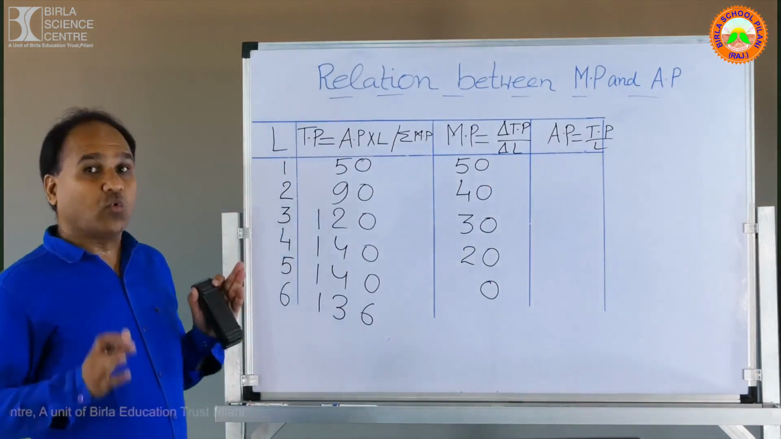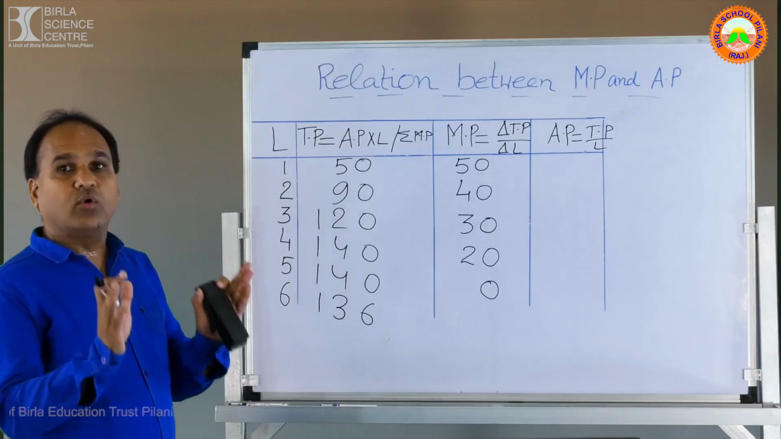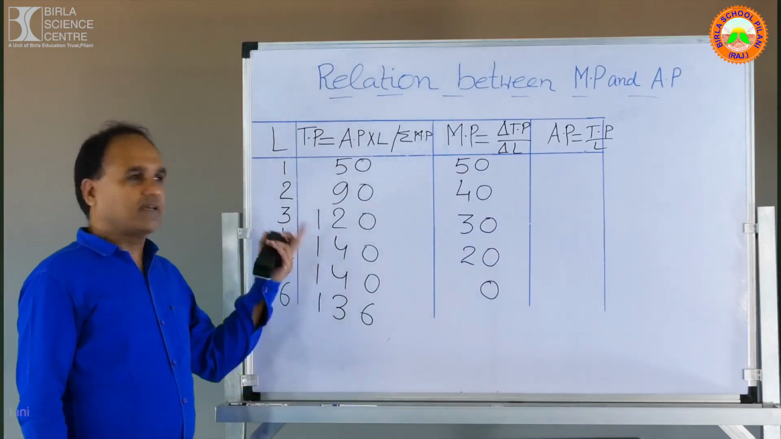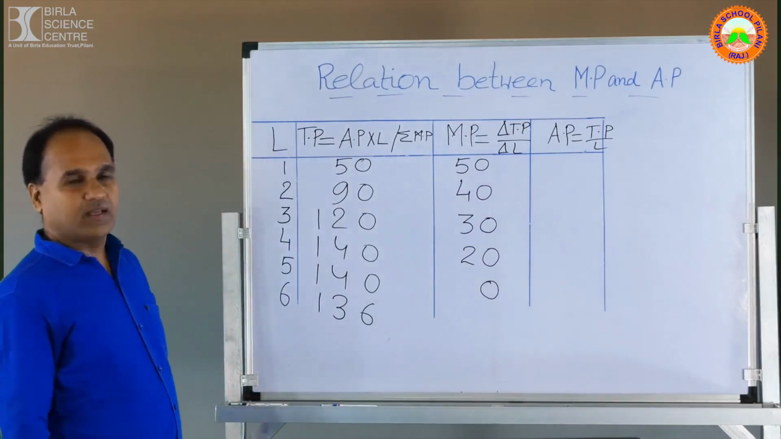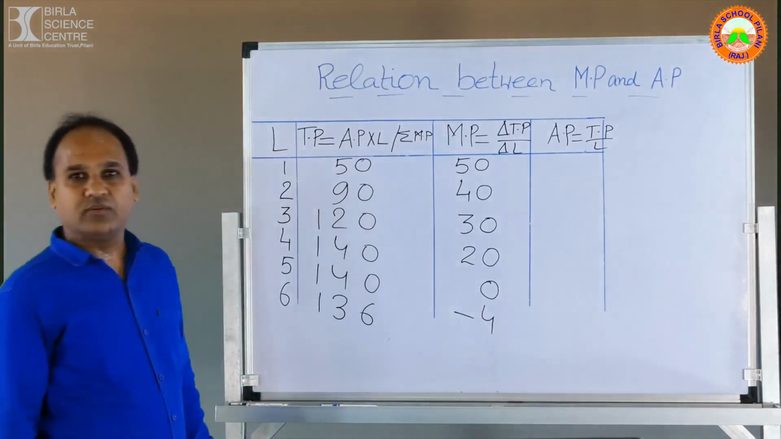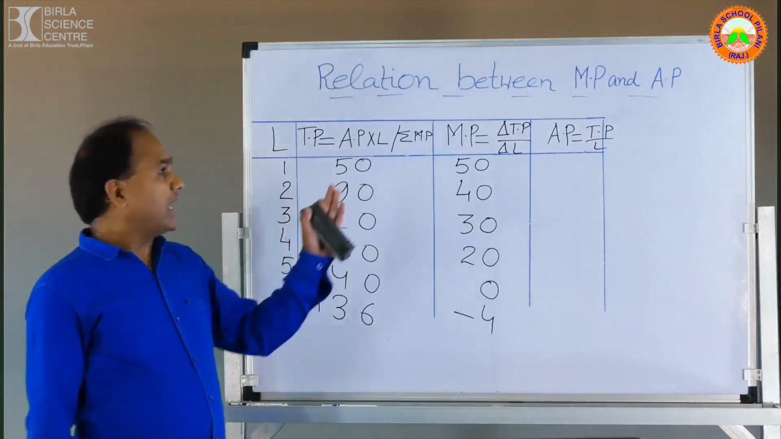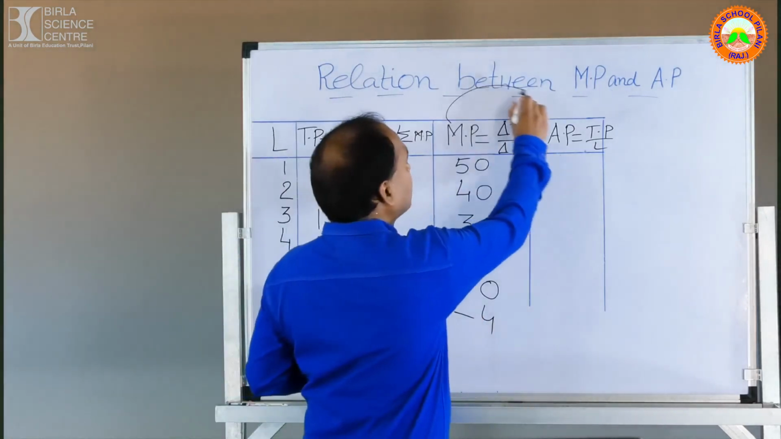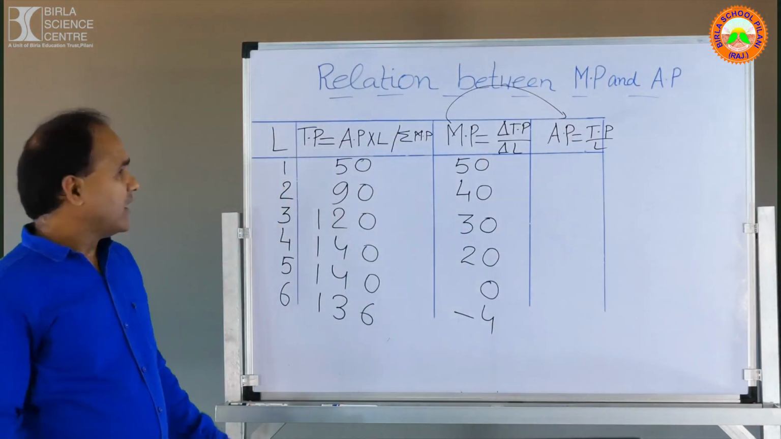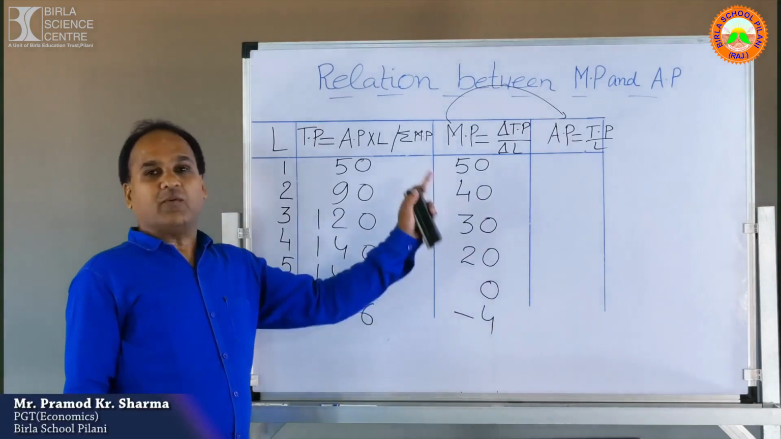We are adding. So, if we are adding one more unit of labor, again, what is the impact on the TP? 136 and 140. Now look, what is happening here? Minus 4. You are getting the negative value. Okay. But anyhow, I am going to teach you the relation between what? MP and AP.